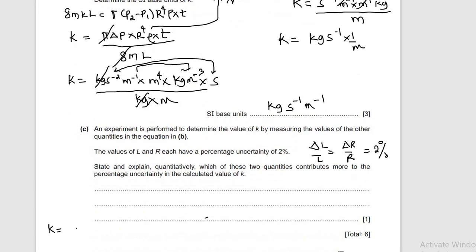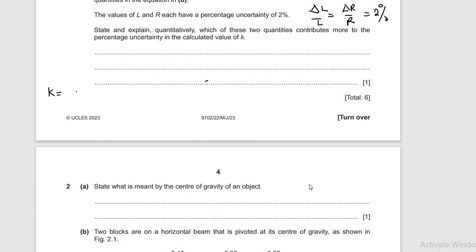K is change in pressure, radius raised to the power 4, time, and density all over m L. None of them, when you compare, is about L and K.